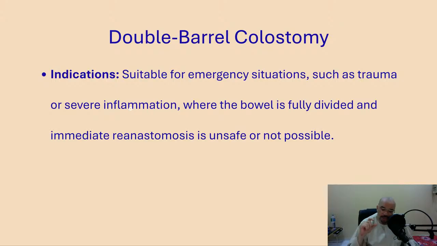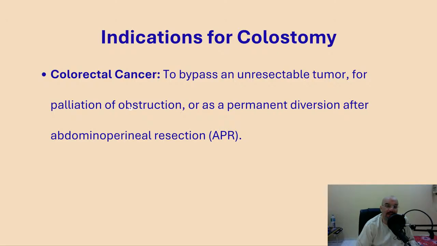Because during the surgery, in an emergency situation, maybe the surgeon is not sure if they have already ended all of the problems or if something extra is needed. So in this case, they will prefer to make the double barrel colostomy and keep following up the inflammation if it's there, the bleeding if it's there, and so on. And that's why they keep it in this case.